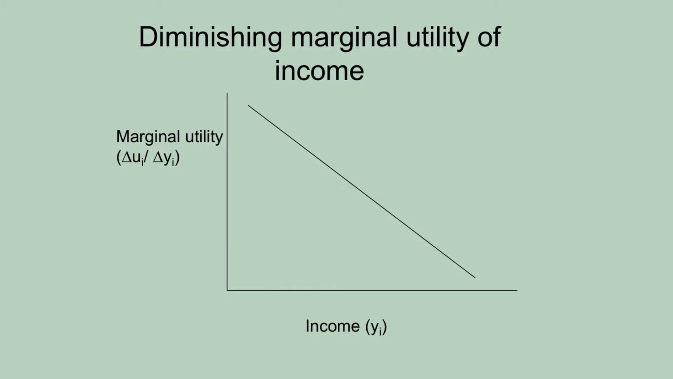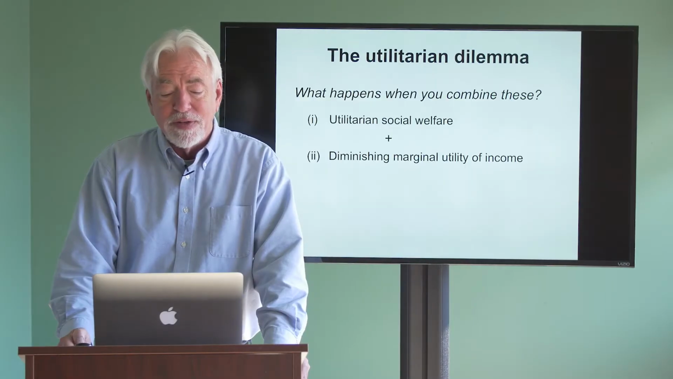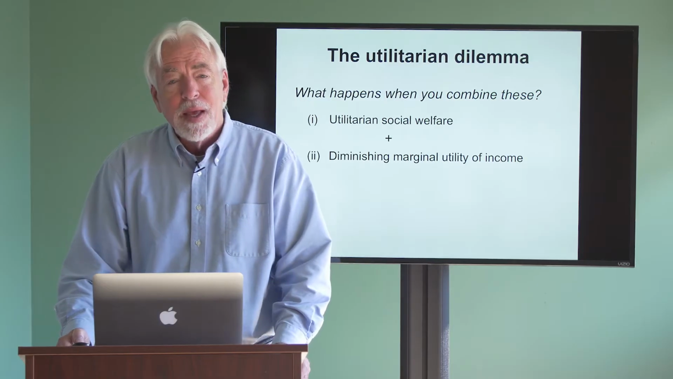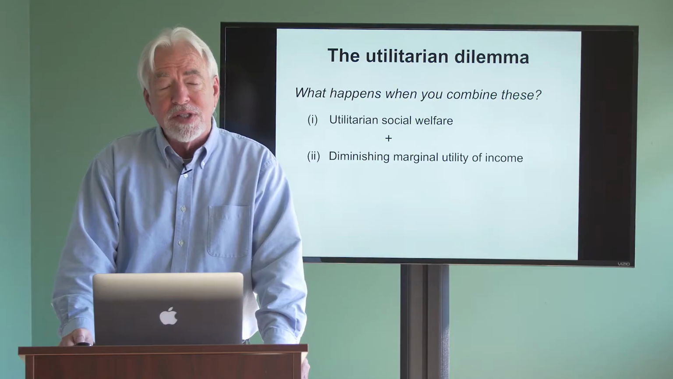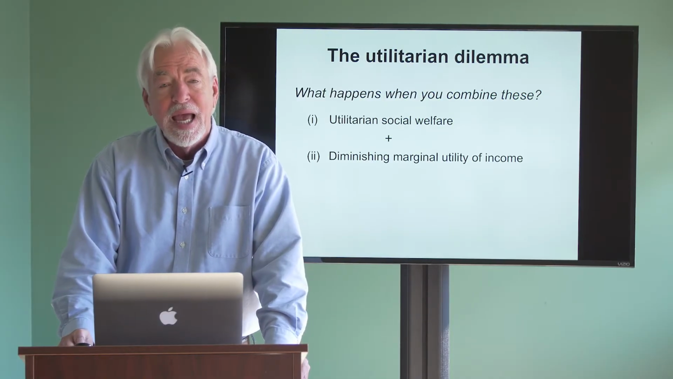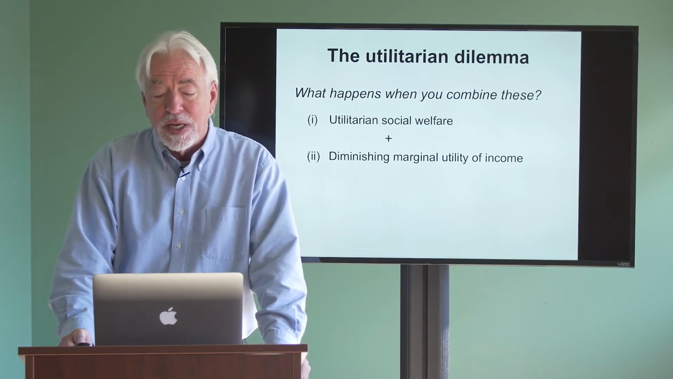It could also be shown in this graph, which shows total utility on the vertical axis and shows that as you have more income, your utility goes up, but goes up at a diminishing rate because the marginal bang you get for that buck diminishes. That notion, combined with the utilitarian notion of social welfare, the sum total of individual utilities, posed a dilemma. Because what happens when you combine those two propositions? That social welfare is the sum of everybody's individual utility, and that the utility bang you get for a buck diminishes as you get more bucks.